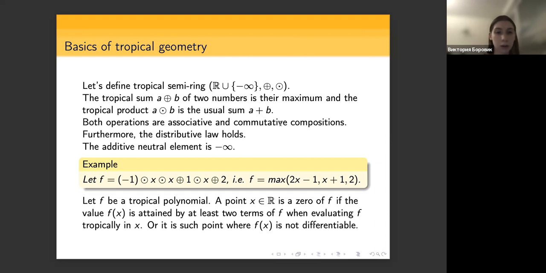The condition that this initial form has no monomials can mean that the value of polynomial in this point is attained at least in two terms. So when initial form has the form of monomial, it means that our maximum is attained only one time. And when our initial form has no monomials, it means that at least two terms have the maximum of inner product.